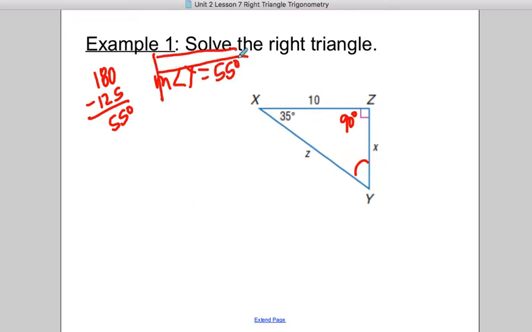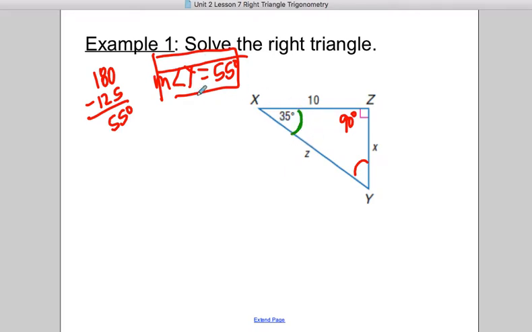So there we go. Now I have 4 pieces of information: all 3 angles and a side. Now I just have to find X and Z to have my triangle solved all the way. I always recommend using the information that you were given. So I'm going to use the angle of 35, just in case I made a silly mistake finding my 55. Based off my 35, I'm going to label all of my sides.